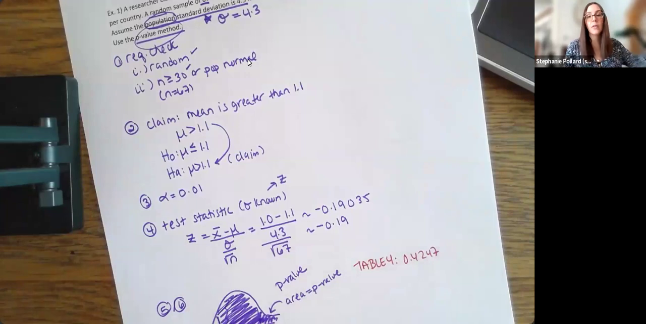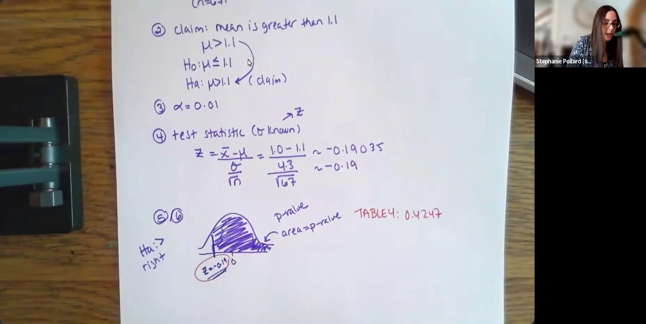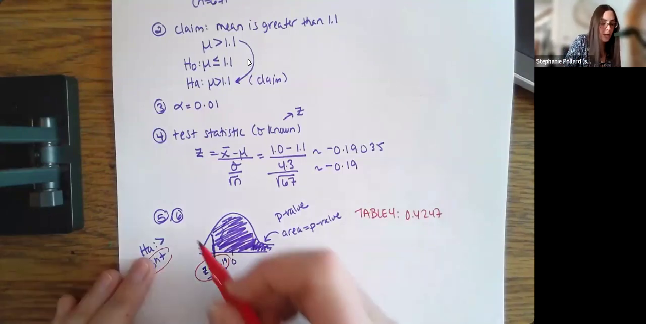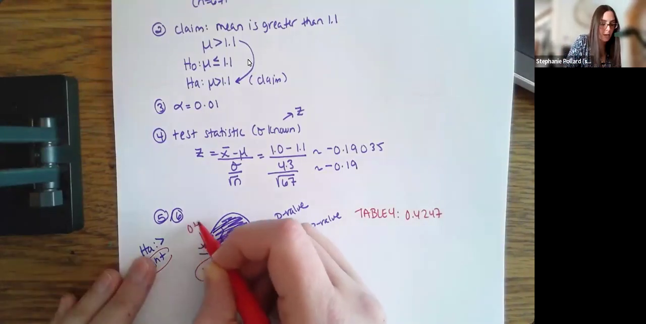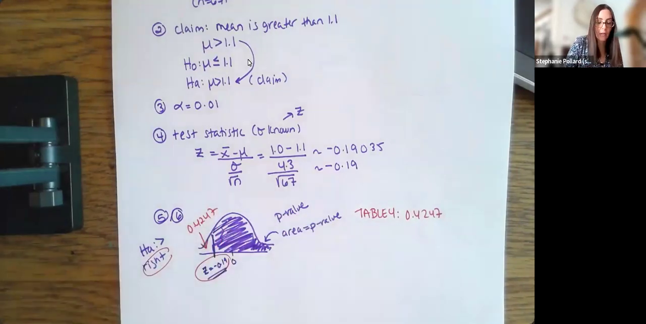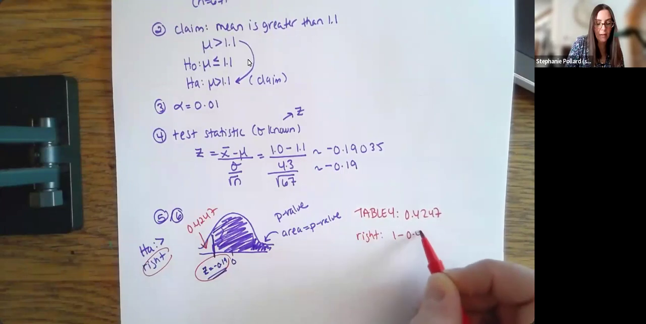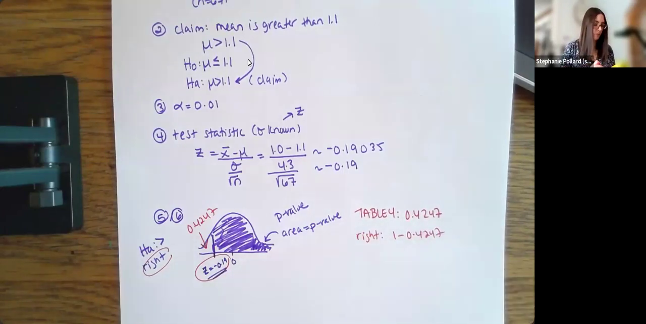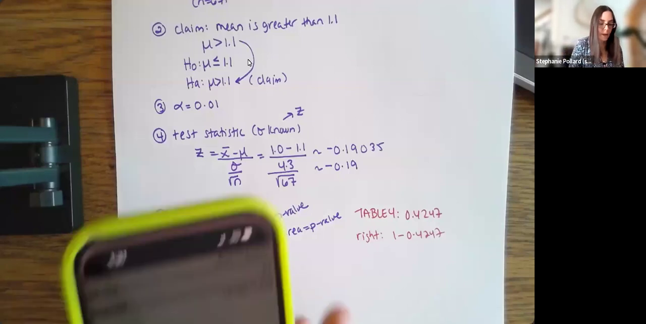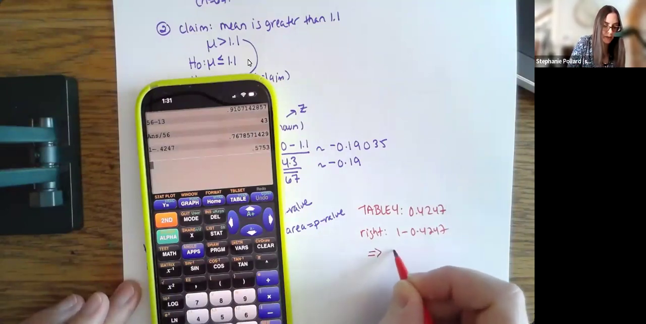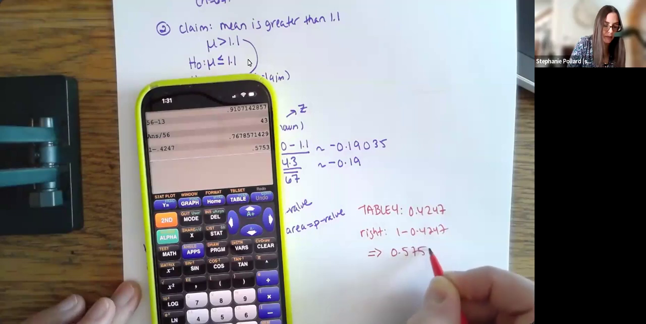All right. Now we do have to be a little bit careful because remember this was a right tail test and the table always gives the area on the left. So it actually gave us this area here. So when I'm finding the area on the right for, again, a right tail test, I'm going to take 1 minus that value. All right, so 1 minus 0.4247, and I have a p-value of 0.5753.